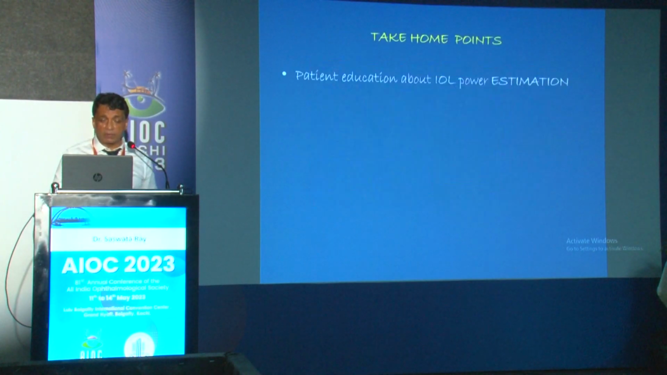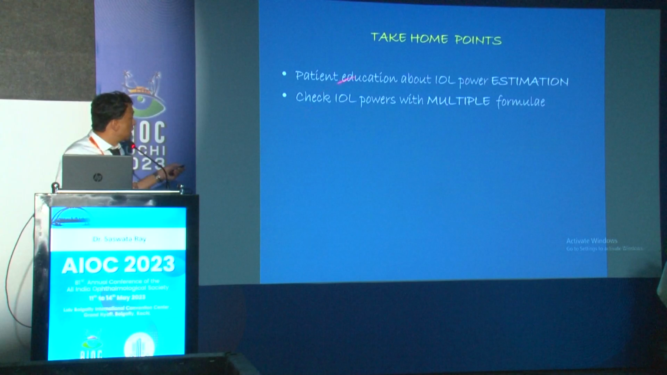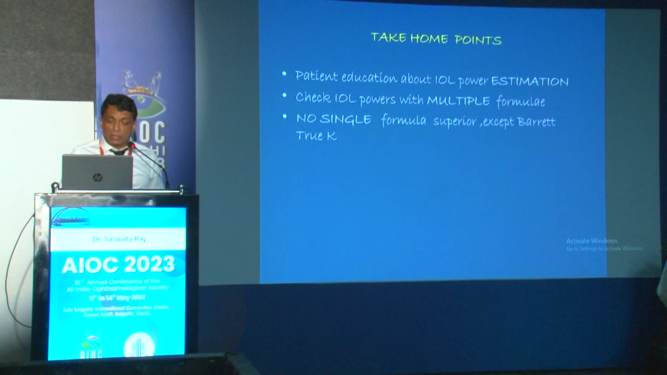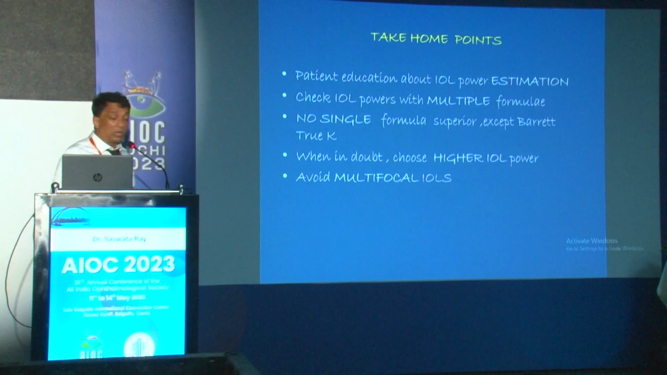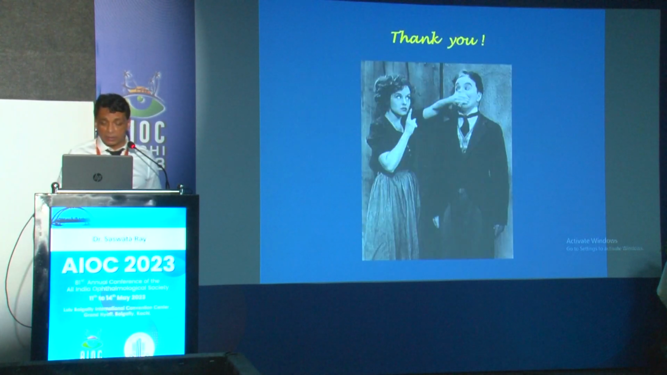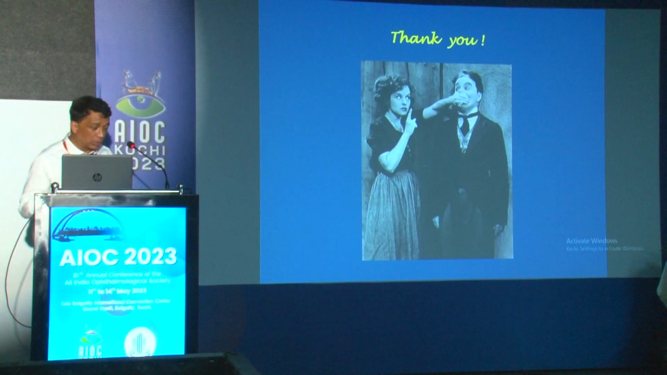What are the take-home points therefore? The patient has to be told not to have unrealistic expectations. We estimate the IOL power, we do not calculate it, in this post-refractive case. IOL has to be checked with multiple formulae. No single formula is the best, except Barrett's is coming out a little better. And when in doubt, always choose the higher IOL power and avoid multifocals like the plague. Thank you very much. Any questions are welcome.